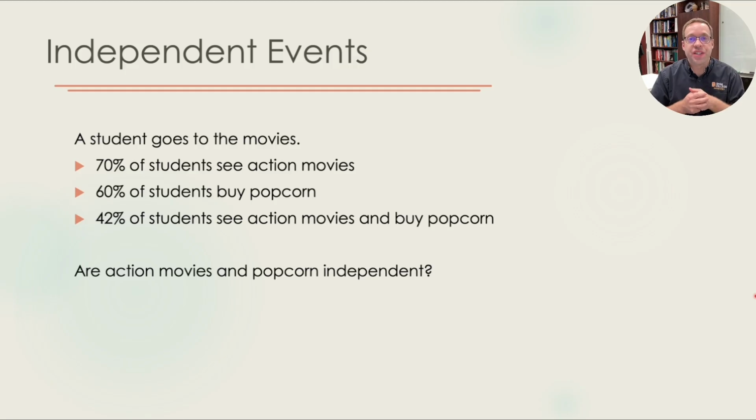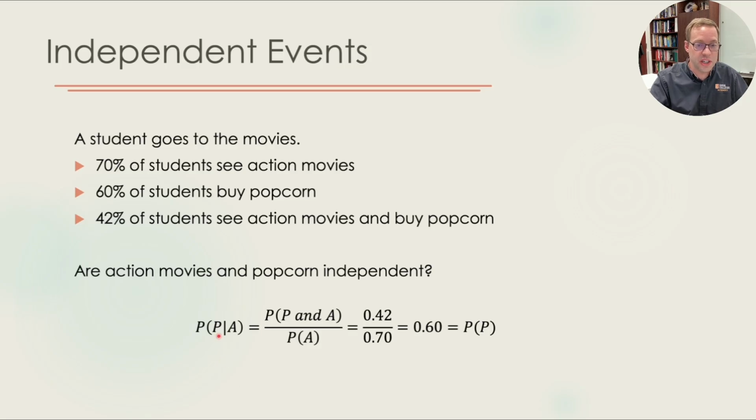A student goes to the movies. 70% of students who go to the movies like to see action movies. 60% of students who go to the movies also buy popcorn. 42% of students who go both see action movies and buy popcorn. So are seeing action movies and buying popcorn independent? Let's look at the probability of buying popcorn given that they're seeing action movies. Okay, let's follow the equation.